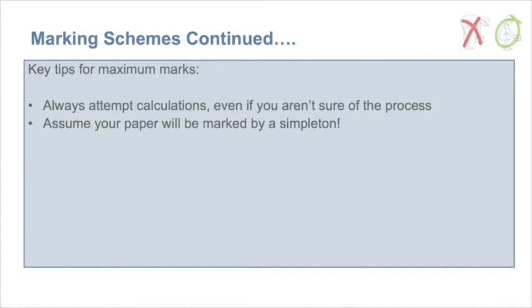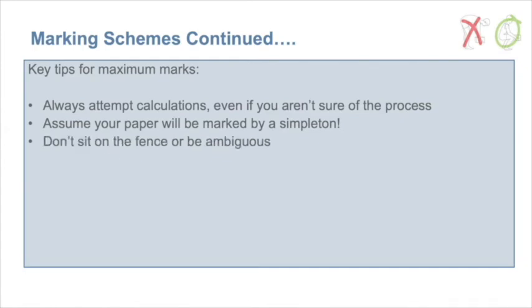Love this one. Assume your paper will be marked by a simpleton. You have to explain all your answers. They are marking against the marking scheme, not their own knowledge, from a marker's point of view. So you must put your answers down as if anybody can pick it up and look against a marking scheme and mark it. That's the best way to look at it, because if you haven't written it down or typed it in your answer, then they will assume that you don't know.